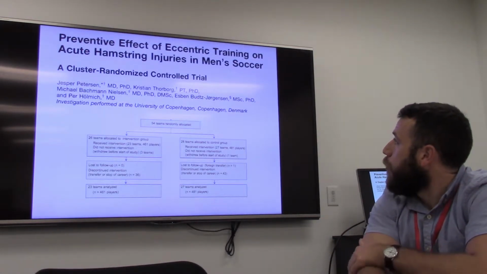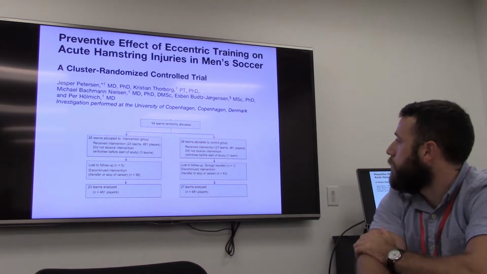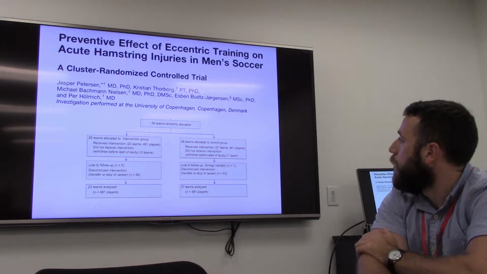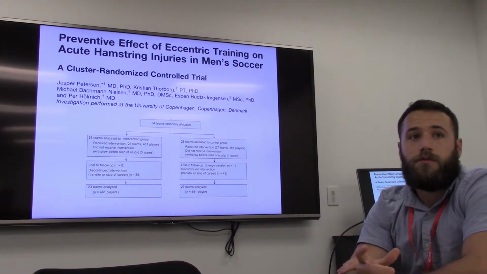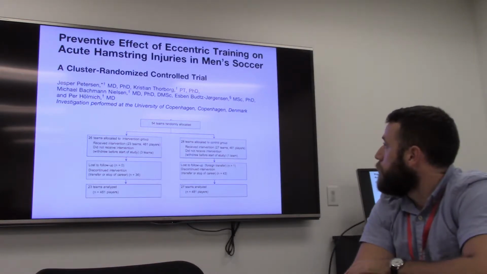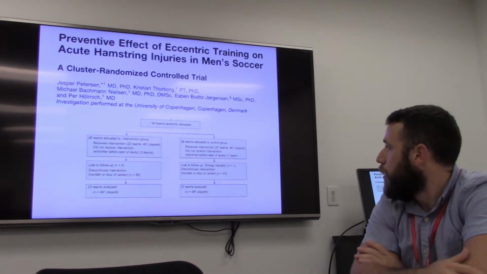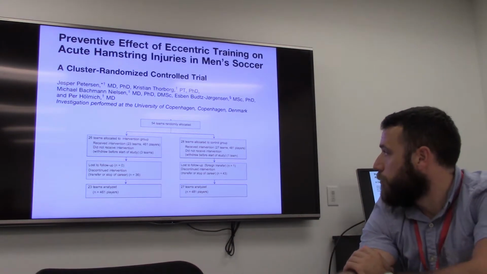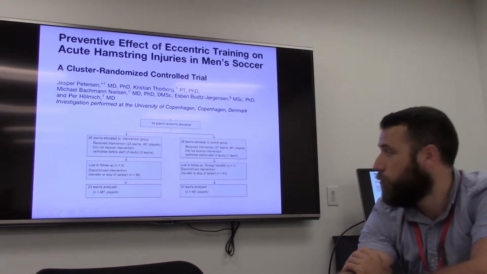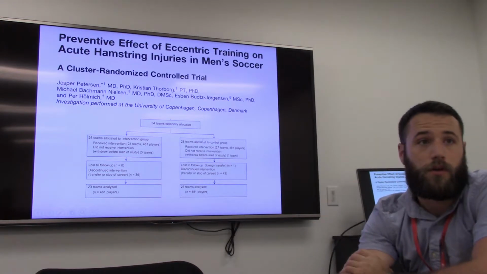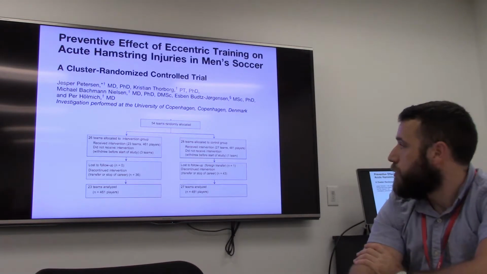All right, so this is one paper that we're just going to go through to highlight some of these items. This was a cluster randomized control trial looking at eccentric training programs to see if there was an effect on hamstring injuries for those who were exposed to this program. They took 54 teams and randomly allocated them to either receive the intervention, which is the eccentric training group, or to be part of the control group, which didn't receive any intervention at all. And essentially this is what they found.